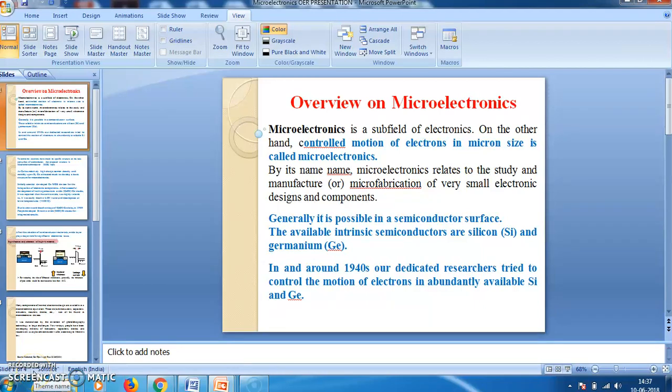Now, today we are going to discuss the overview of microelectronics. That means what is microelectronics, how to produce microelectronics, and what are the applications of microelectronics. So, first of all, microelectronics is nothing but a subfield of electronics. How to produce all types of electronic components like transistors, capacitors, diodes, resistors in micron size.